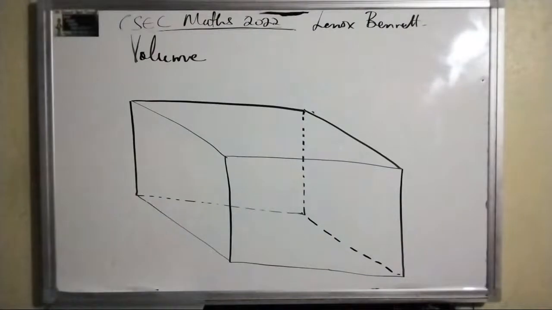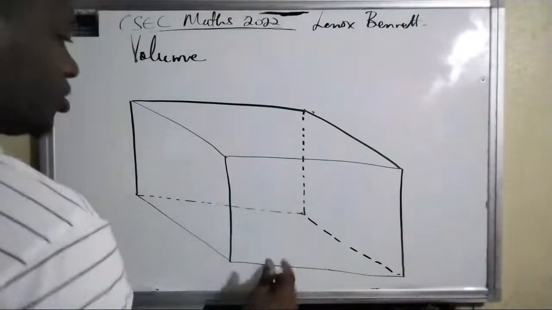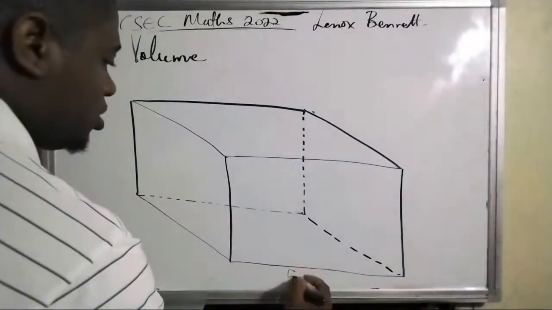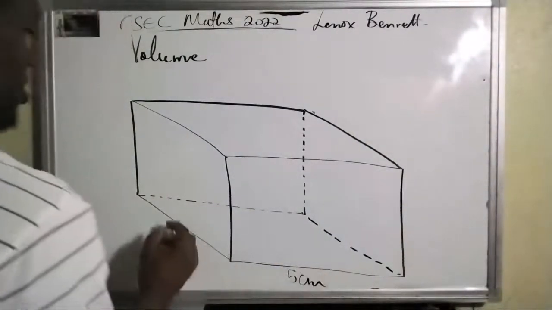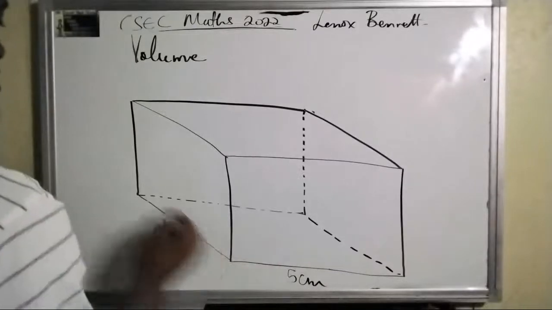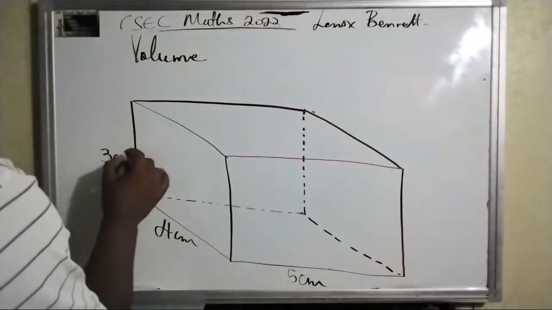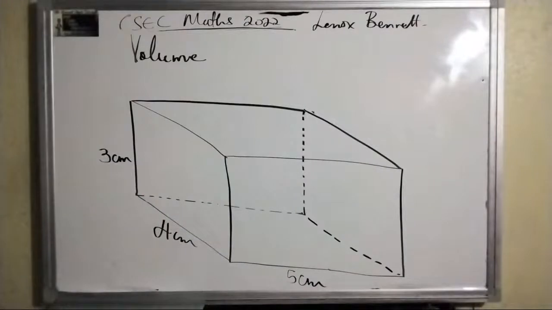All right, so this is a cuboid, and I want you to look at it closely and think about what is the difference between a cube and a cuboid. Put that in the comment section, please. All right, let's just say this is 5 centimeters, this is 4 centimeters, and this is 3 centimeters. And you're asked to find the volume of the cuboid. What would you do and why? Please share it in the comment section.